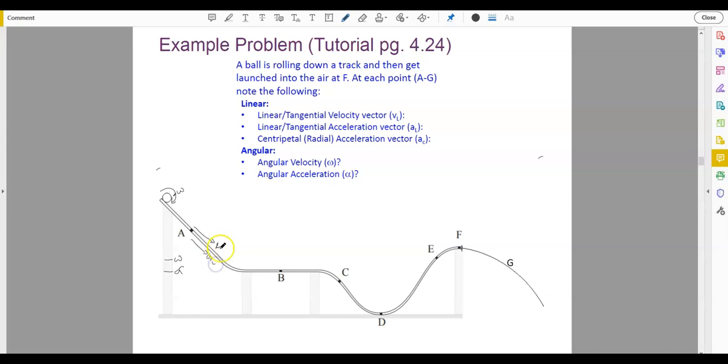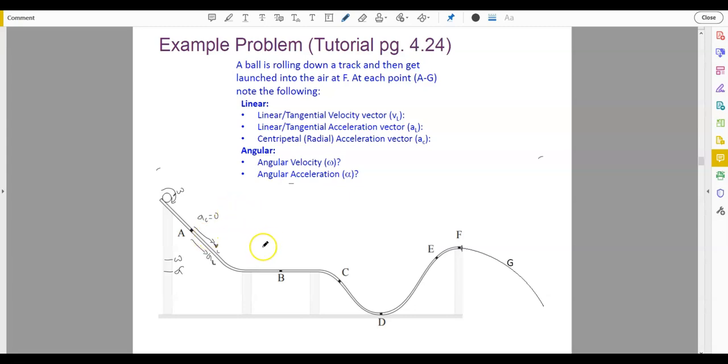So its linear velocity vector and its linear acceleration vector are going to be in the same direction. So that's V sub L and A sub L. Since it's not on a curved track, the centripetal acceleration vector will be 0. Okay?